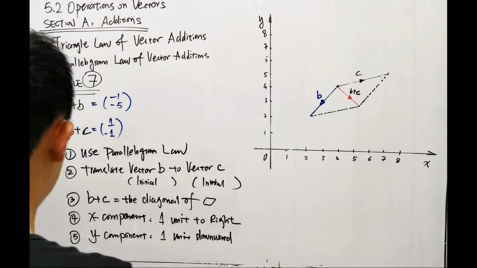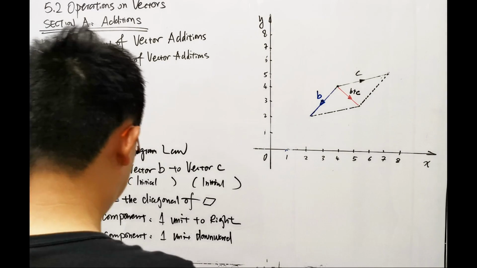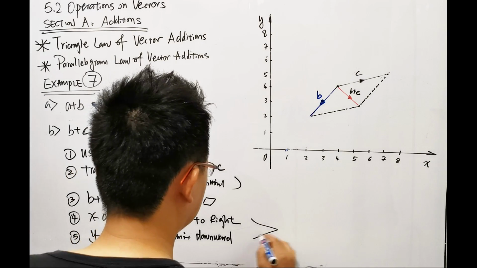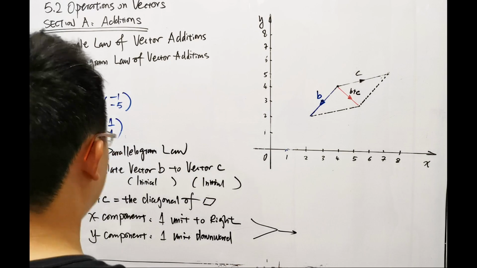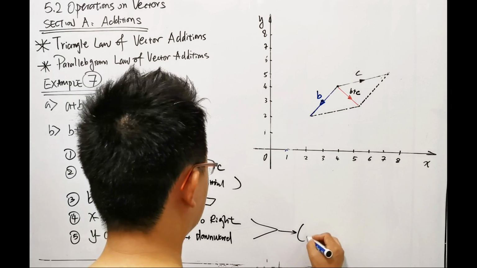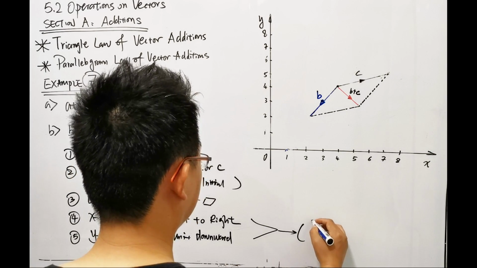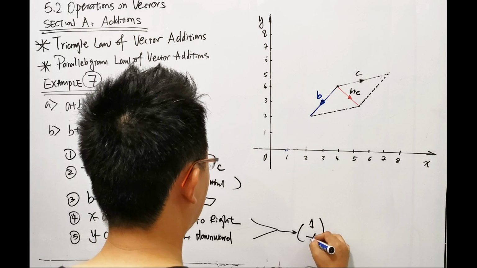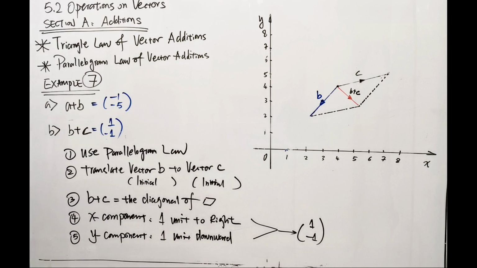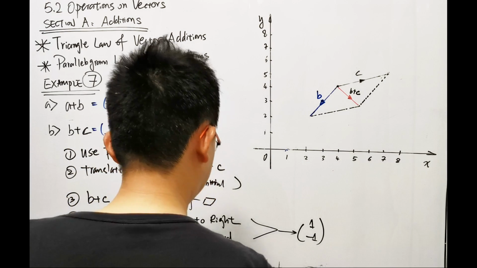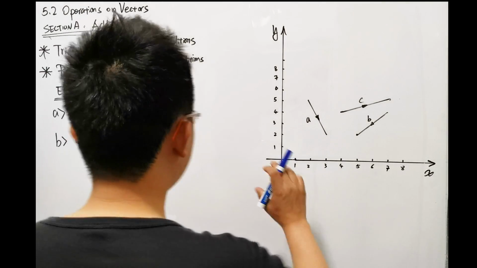So from here we can work out the same result, 1 and minus 1, right? In this case we use the parallelogram law to calculate B plus C. Okay, we find the answer.